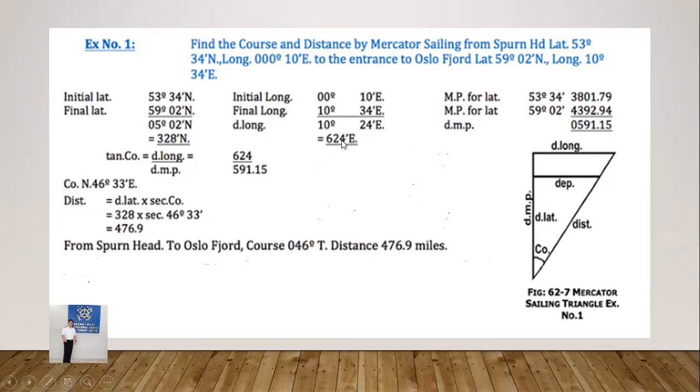Tan course is equal to D long over DMP. So D long is 624 over 591.15. Now you get 46 degrees 33 minutes east as your course. So distance is equal to DLAT times secant course. 328 times secant 46 degrees 33 minutes is equal to 476.9.